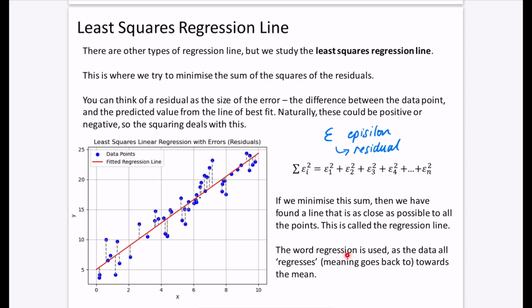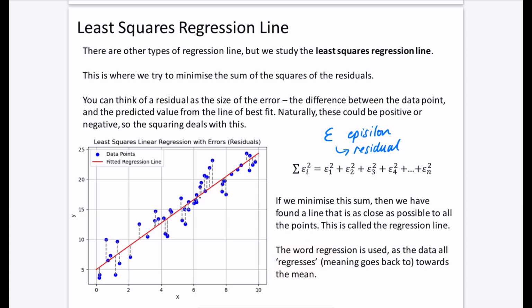Now, the reason that it is called a regression line, or the word regression is being used here, is that all of the data is regressing, meaning going back to, that's what the word regress means, towards the mean. So if we're saying that this red line is something to do with a kind of average, we're trying to regress all of the data back towards this line of best fit that we've got here. Now, this was created, I think, by a French mathematician.